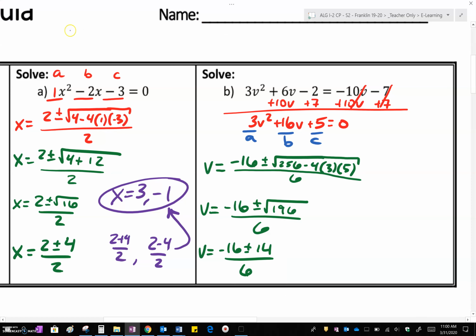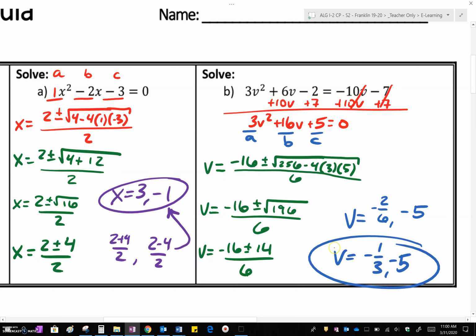And now we just do the work. So we've got negative 16 plus 14. That's negative 2 over 6. We'll reduce that in a second. And then negative 16 minus 14, that's negative 30 divided by 6, negative 5. So our answer here, negative 1/3 and negative 5. Those are your two solutions for x.